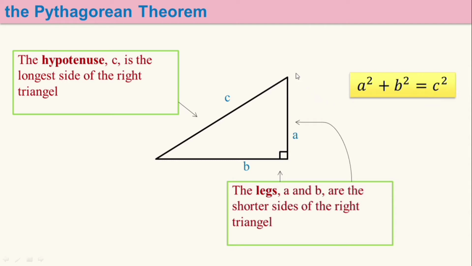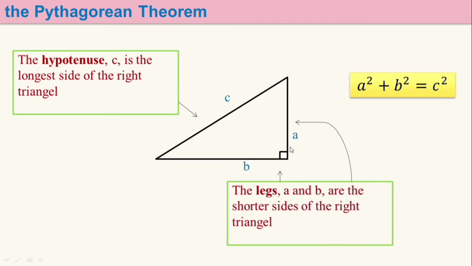Okay, so we have a rectangle. We know it is a rectangle because of this 90-degree angle. So the Pythagorean theorem allows you again to find any missing side of a rectangle as long as you have two of the other sides. So let's take a look at the sides of this rectangle.